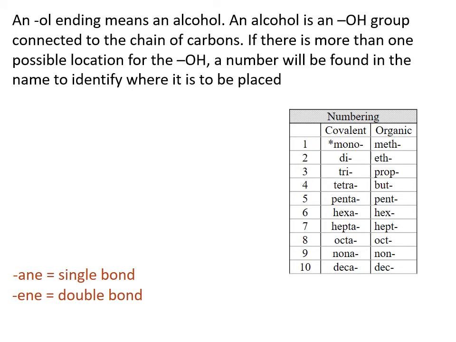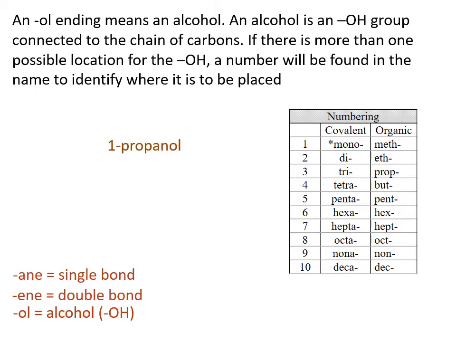An OL ending means an alcohol. An alcohol is an OH group connected to the chain of carbons. If there is more than one possible location for the OH group, a number will be found in the name to identify where it is to be placed. I want you to add to your formula sheet that OL is an alcohol, an OH group.